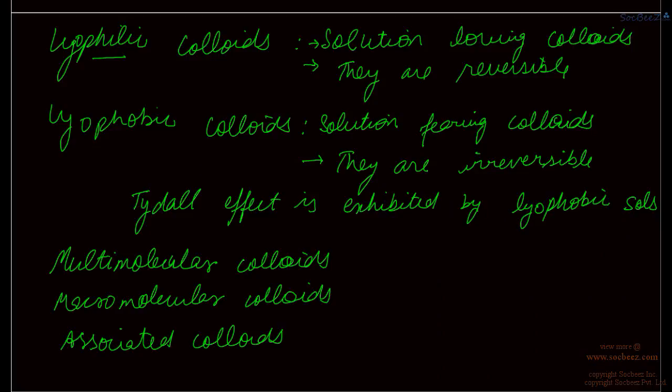In case of multimolecular colloids, when on dissolution a large number of atoms or smaller molecules of a substance aggregate together to form species having size in the colloidal range. Okay, so just as the name suggests, a large number of atoms or molecules come together, they aggregate together to form species that have a size in colloidal range.